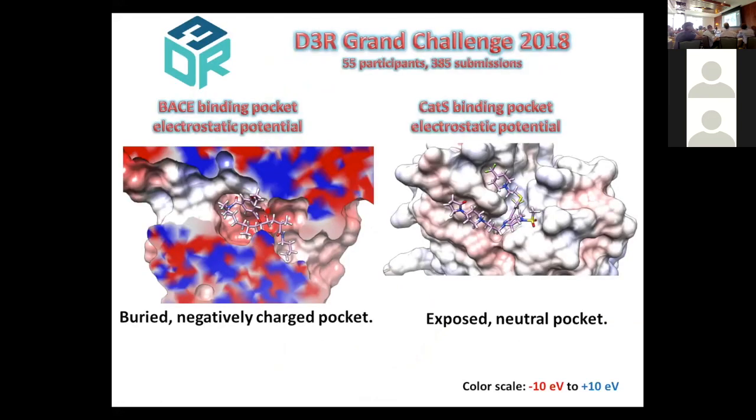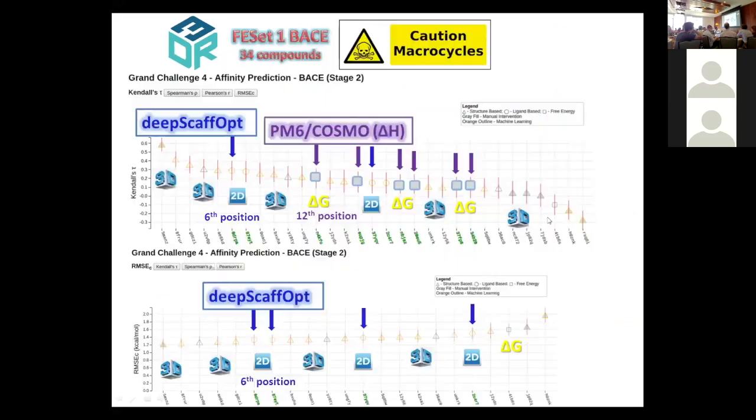So let's go to the recent D3R challenge. These are the two receptors that we had to deal with: the BACE protein, which has a buried and slightly negatively charged binding pocket, and cathepsin, which has a pocket which is exposed to the solvent and is neutral.